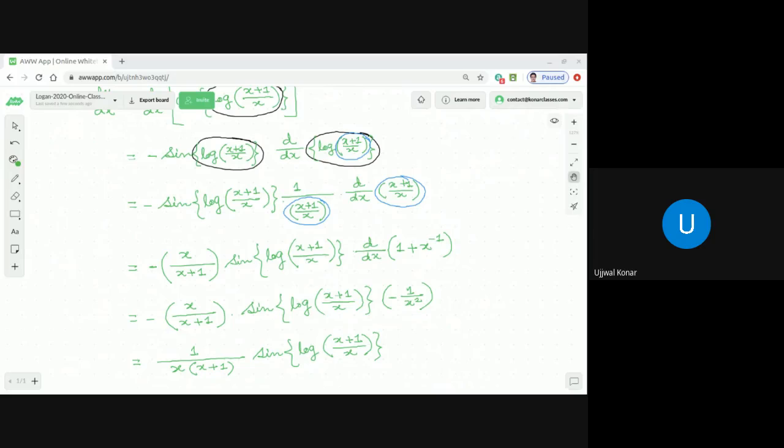Now, quickly we can discuss the next question that we gave. What are the answers you got? So the next question I gave was y equal to x power x, correct or not? That was the next question I gave, right? Let me keep it here. So just a minute.